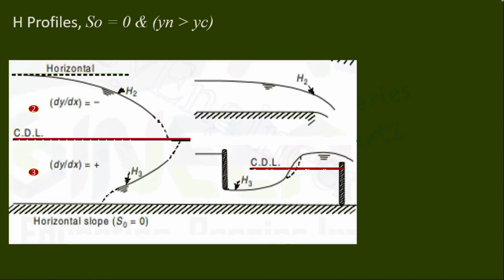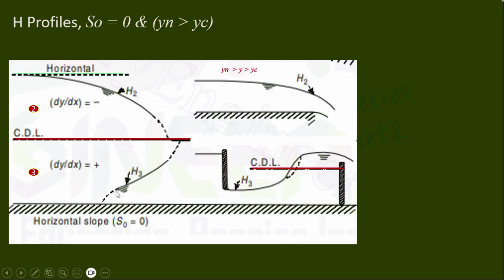Now let us consider the practical examples of H profiles. Here the bed slope is horizontal, so we have the profiles H2 and H3. The H2 curve occurs when y is in between yn and yc. So dy/dx here is negative. Here you can see the H2 profile because of the sharp cut in the channel bottom. Flow depth is decreasing in the direction of the flow. That means the H2 profile is a drawdown curve.